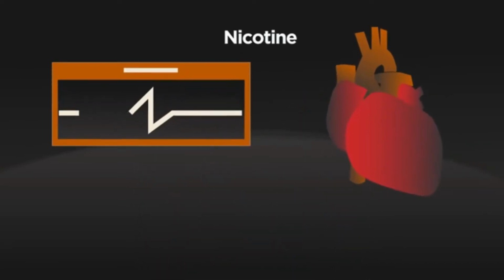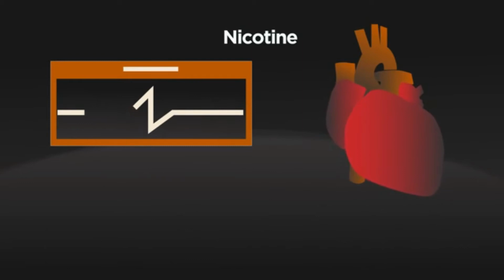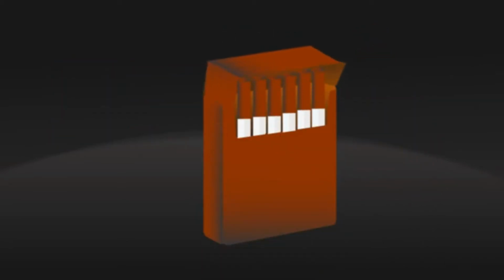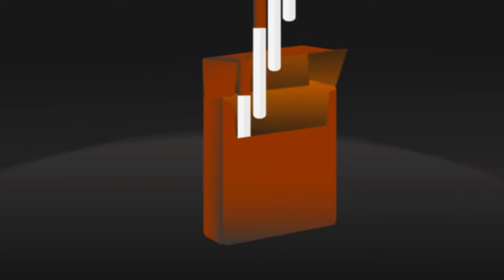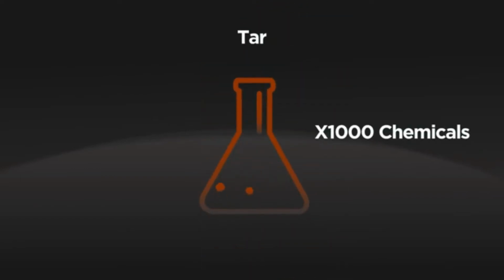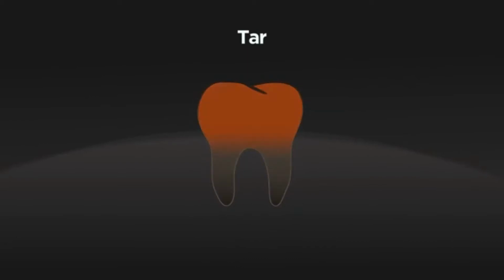Nicotine is a toxin that stimulates your body to produce adrenaline. This increases your heart rate and raises your blood pressure, thus making your heart work harder. It is also addictive, which is why it's very difficult for smokers to quit. Tar contains over 1,000 chemicals. It forms a tacky brown or yellow residue, which is why sometimes smokers have stained teeth. And if you could see them, stained lungs too.